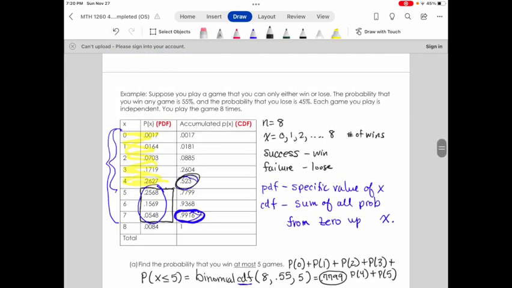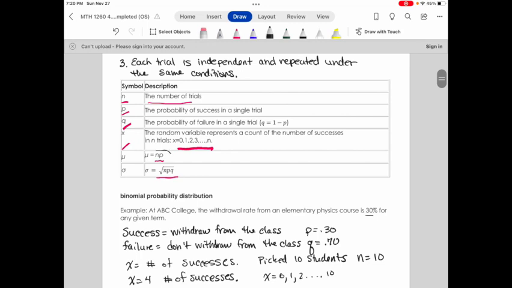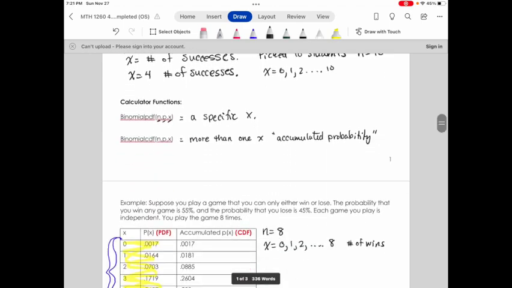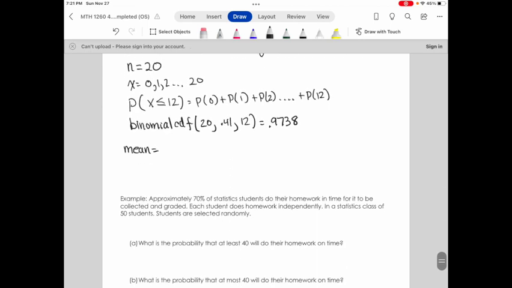If we scroll back up to the beginning, on the first page of the notes, I have up here, to find the mean, you take your n times your p, and to find your standard deviation, it's the square root of n times p times q. So that's what we're going to do. So come back down here. We're going to go through how to do that. To find the mean of this binomial distribution, I'm going to take n times p. In this case, n is 20, and my probability of success is 0.41, and I'm going to get 8.2.